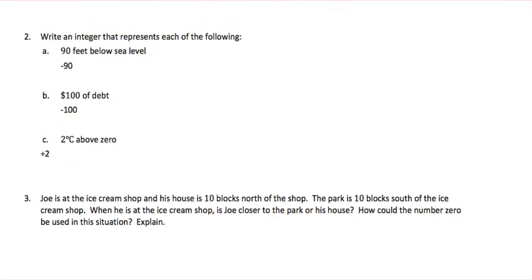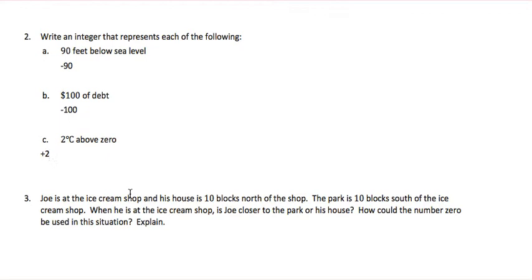Joe is at the ice cream shop and his house is 10 blocks north of the shop. The park is 10 blocks south of the ice cream shop. When he is at the ice cream shop, is Joe closer to the park or his house? And how could the number 0 be used in this situation? This situation should remind you very much of Lesson 4 when we were talking about the different pet stores and their distance from the bookstore.